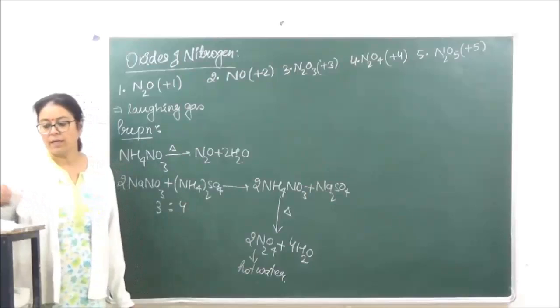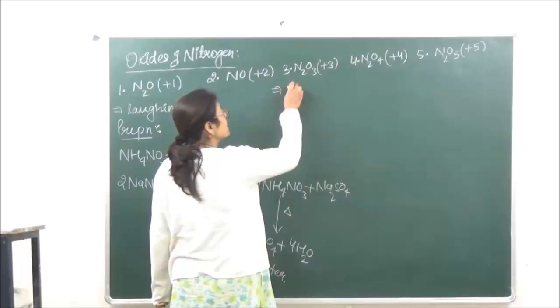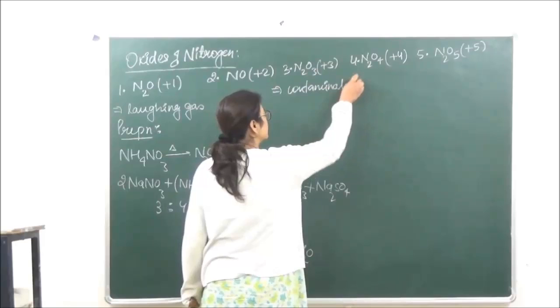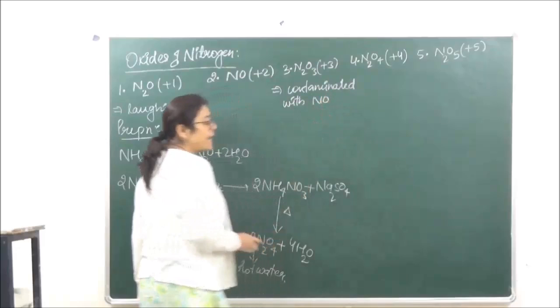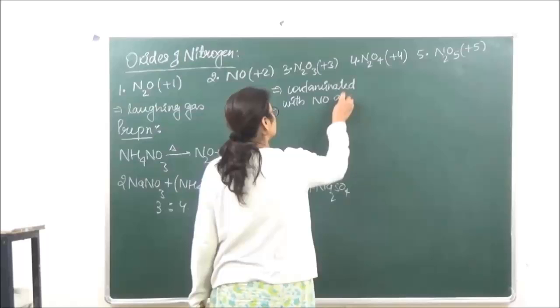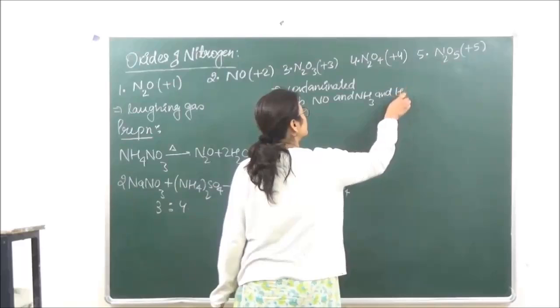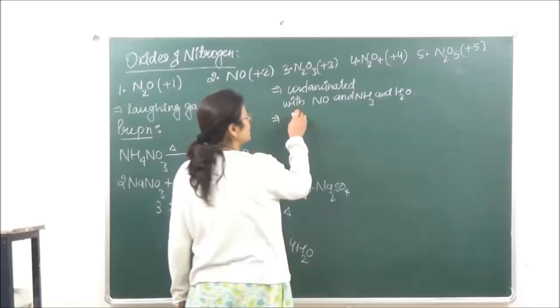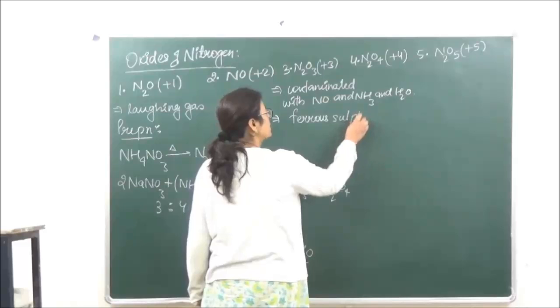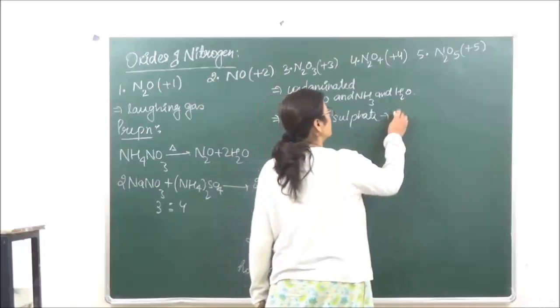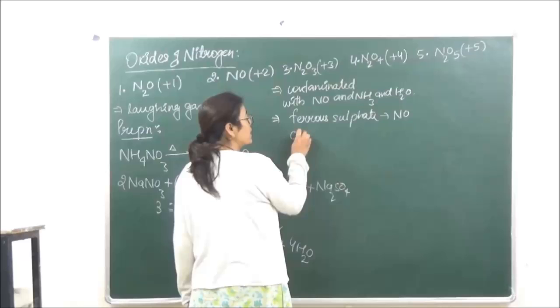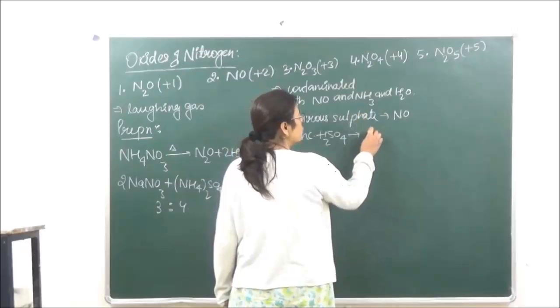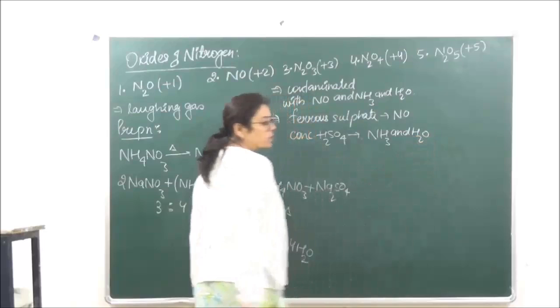Now the gas which is produced over here is contaminated with nitric oxide and ammonia. And a little amount of water is also present. In order to get pure nitrous oxide, these impurities have to be removed. So these impurities can be removed by passing the gas through ferrous sulfate solution. In your ferrous sulfate solution, this is going to remove nitric oxide, right? And then it is treated with concentrated H2SO4, which is going to remove ammonia and water, right?